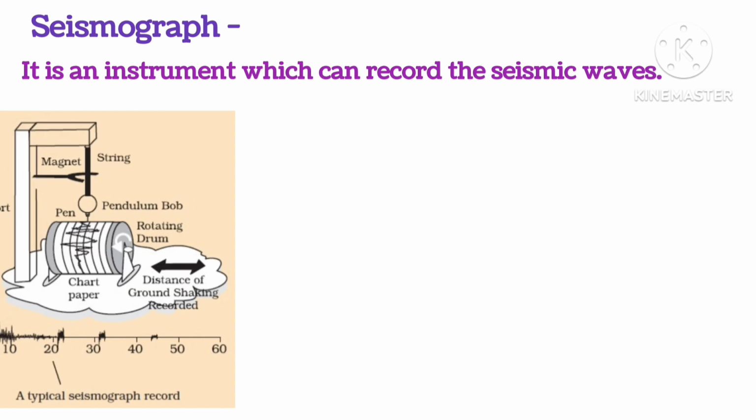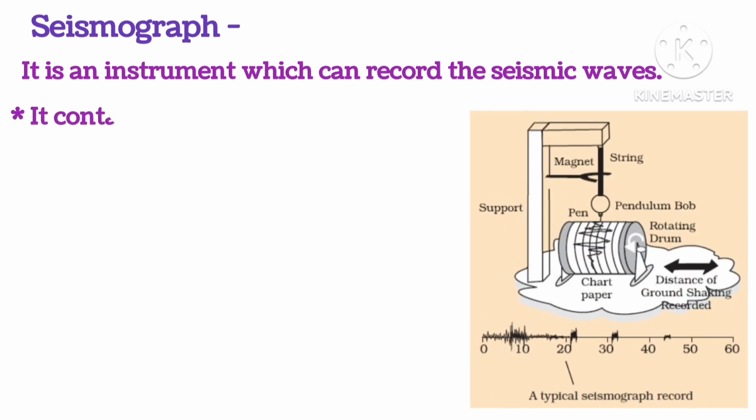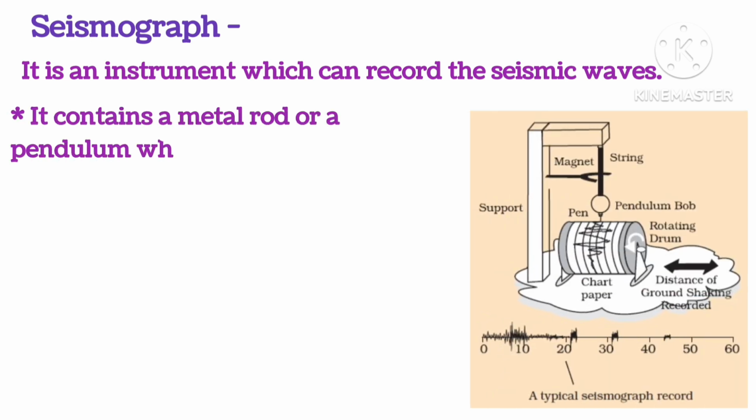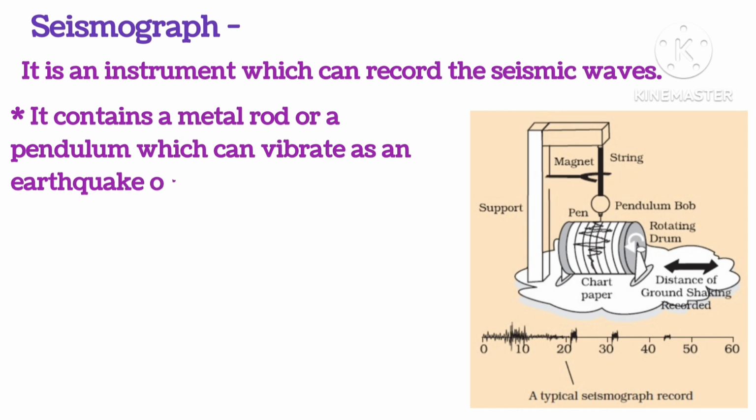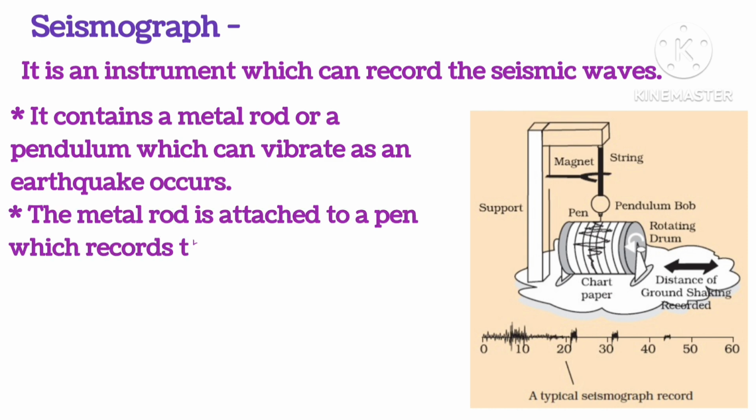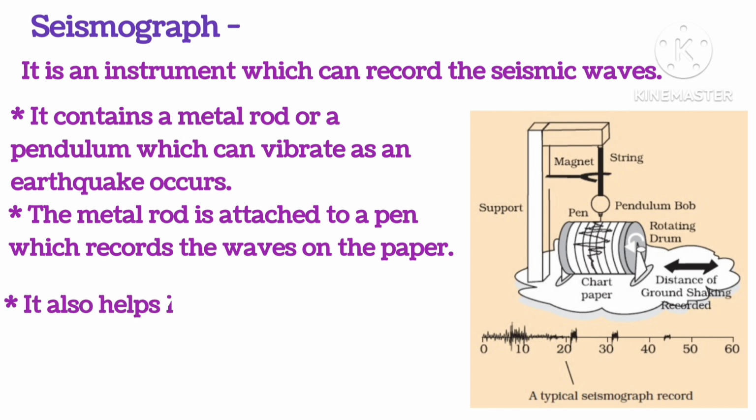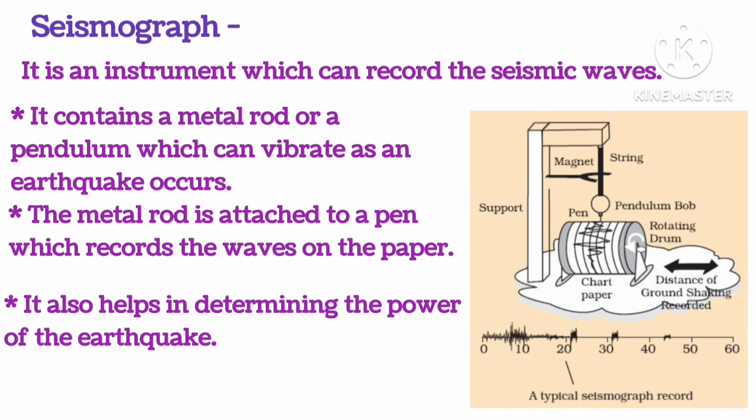Seismograph. It is an instrument which can record the seismic waves. It contains a metal rod or a pendulum which can vibrate as an earthquake occurs. The metal rod is attached to a pen which records the waves on the paper. It also helps in determining the power of the earthquake.